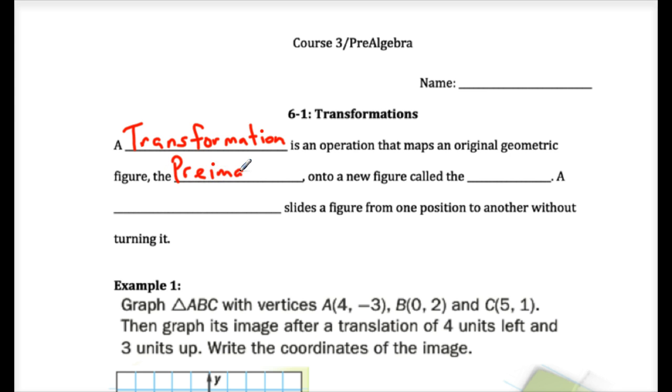That's what goes in that next blank. Okay? What's an image? A picture. What's pre mean? Before. Okay? So, it maps an original geometric figure, usually a triangle, a quadrilateral, something you can graph, and the pre-image is the before picture onto a new figure called the post image. You would think it'd be post-image, but it's just considered the image.